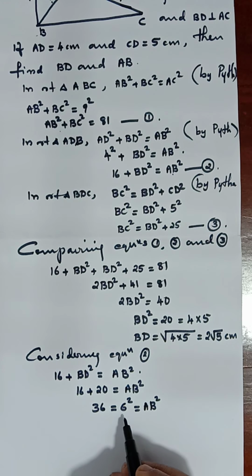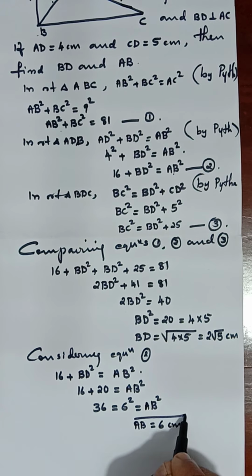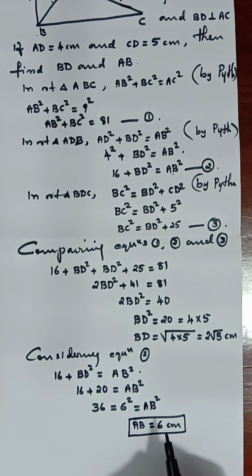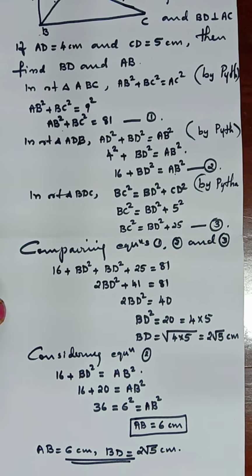Actually we know it is plus or minus 6, but as it is the length we consider only positive value. Therefore our AB will be equal to root of 6 square, which becomes 6 centimeter. So both the values we got now. Whatever is asked, that is BD and AB is asked. So AB is equal to 6 centimeter and BD equal to 2 root 5 centimeter. So it's very simple, just application of Pythagoras theorem.